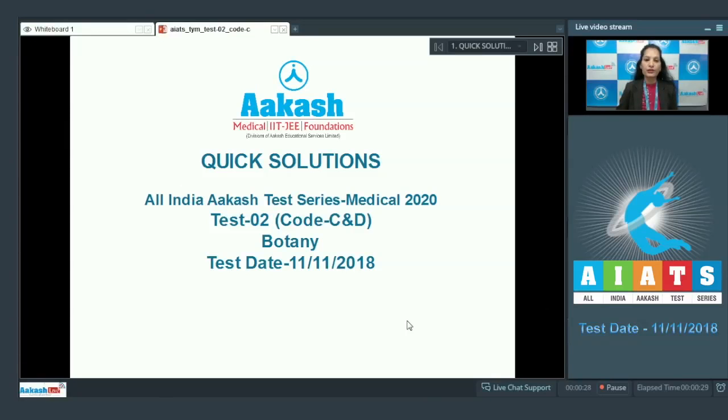Hello students, I'm going to discuss the quick solutions of All India AAKASH Test Series Medical 2020 Test number 2, Code C and D of Botany section, which will be held on 11/11/2018. Let's start with the very first question of the Botany, that is question number 91.